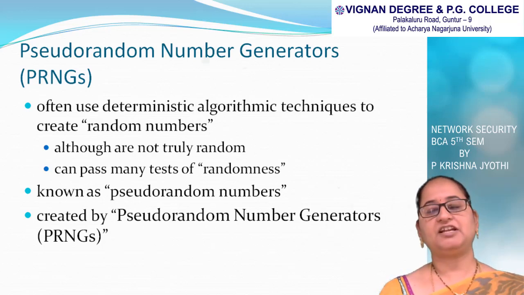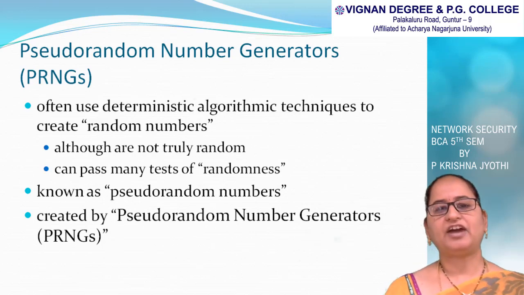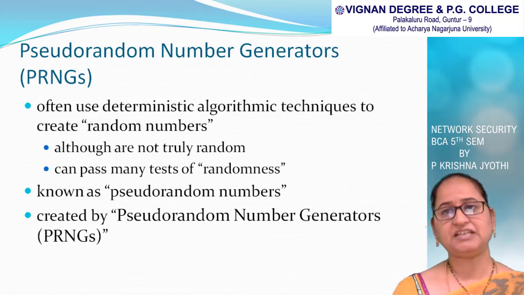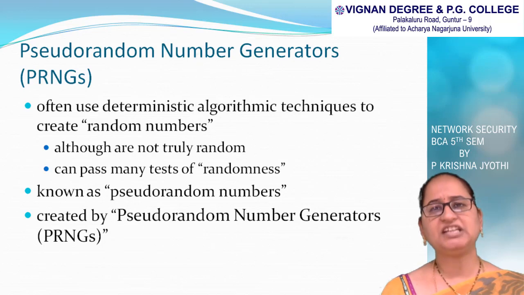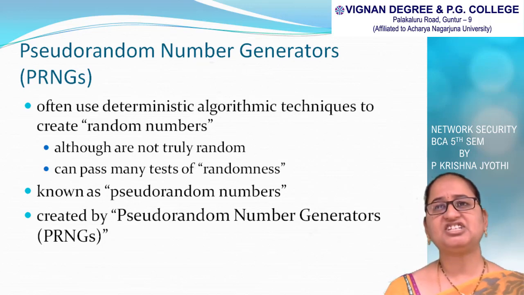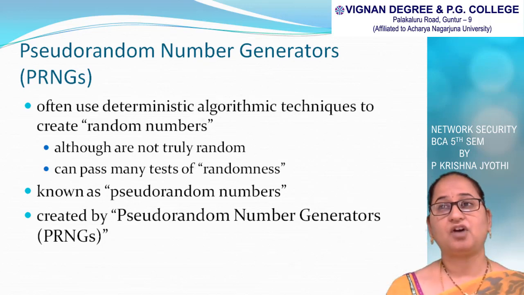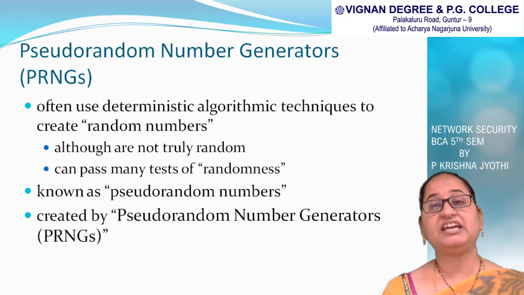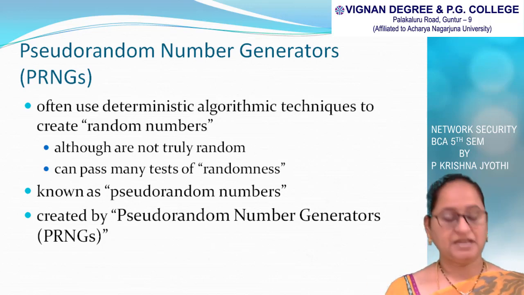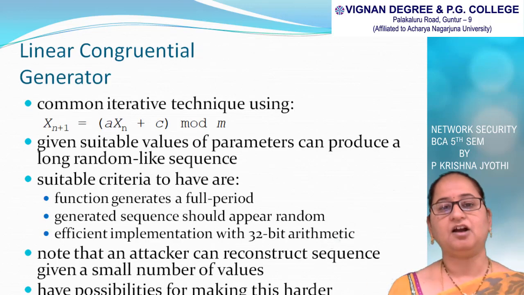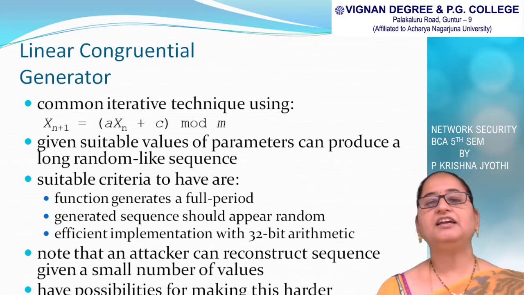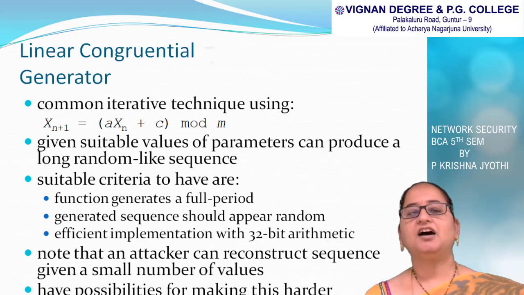Pseudo random number generators. Why do we have to use these? Random numbers are used in encryption, to generate session keys, and to generate keys in PGP, which is used in email. So the first one is the linear congruential generator.